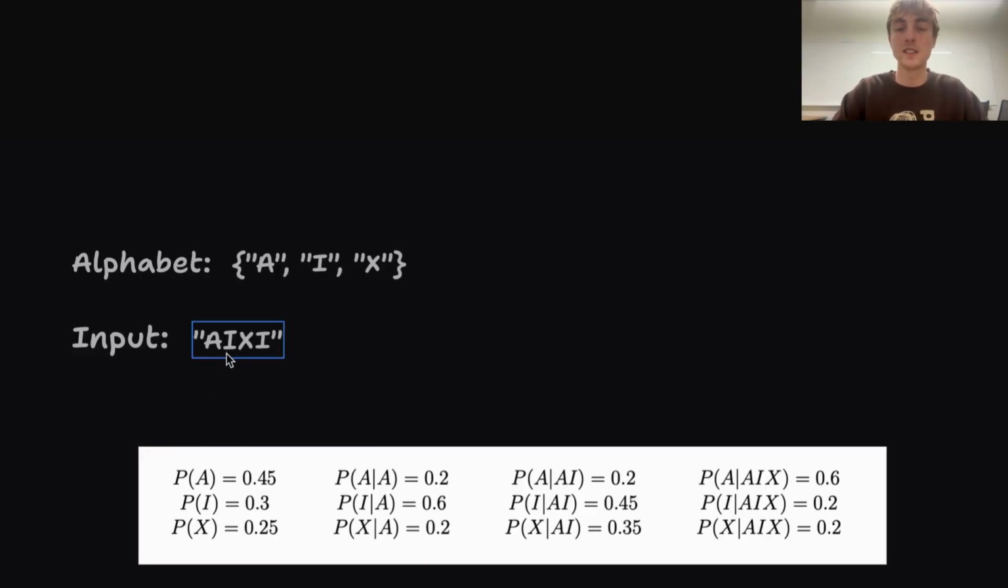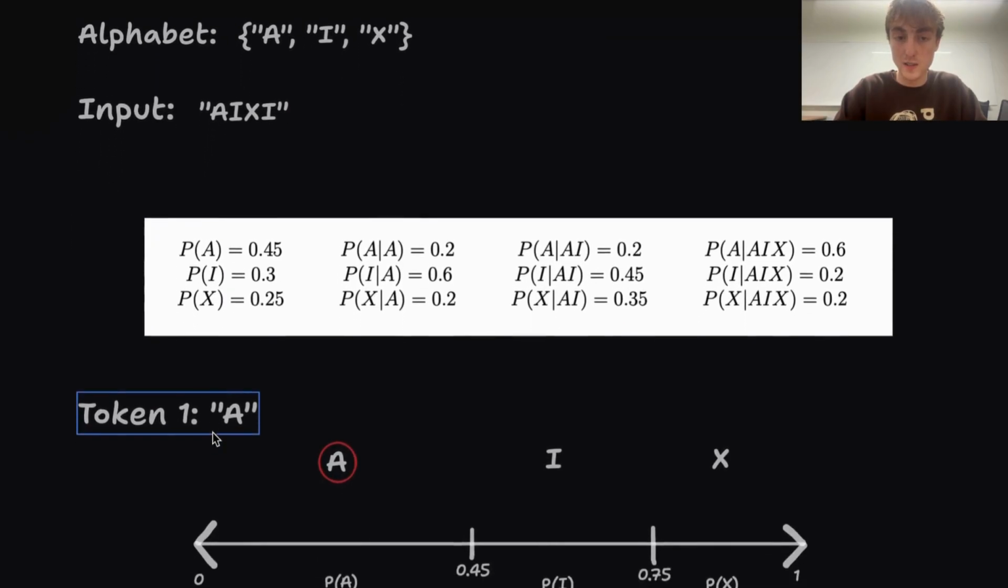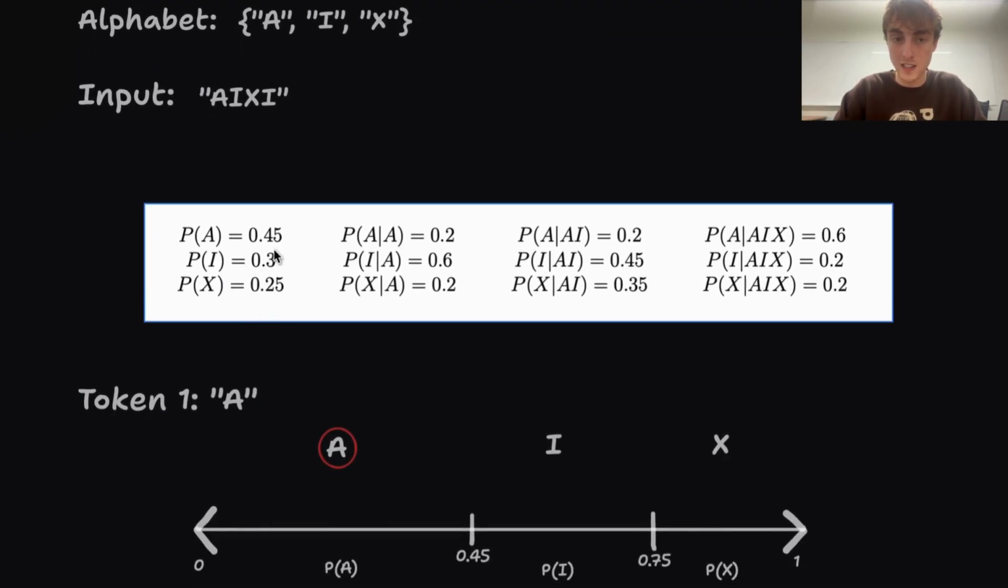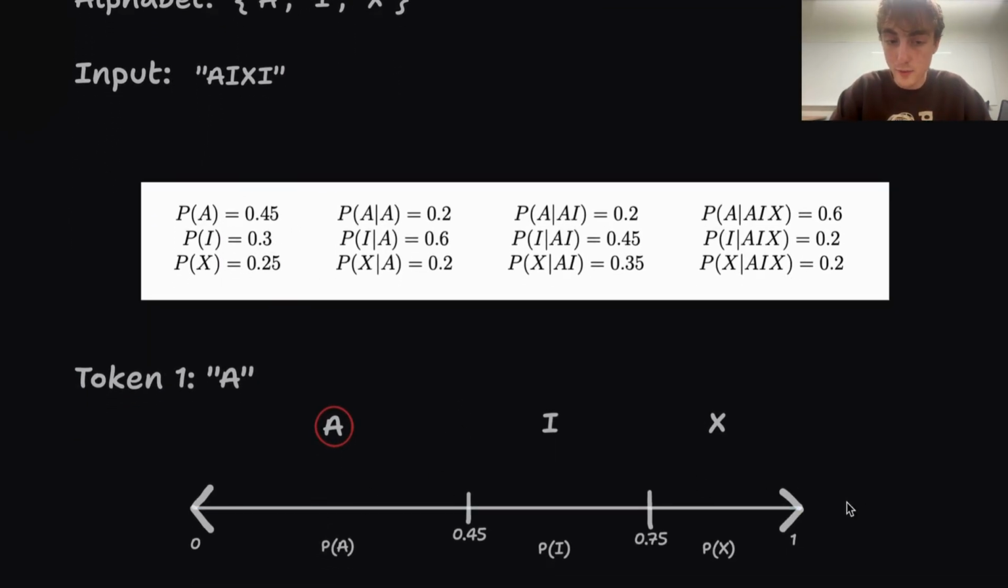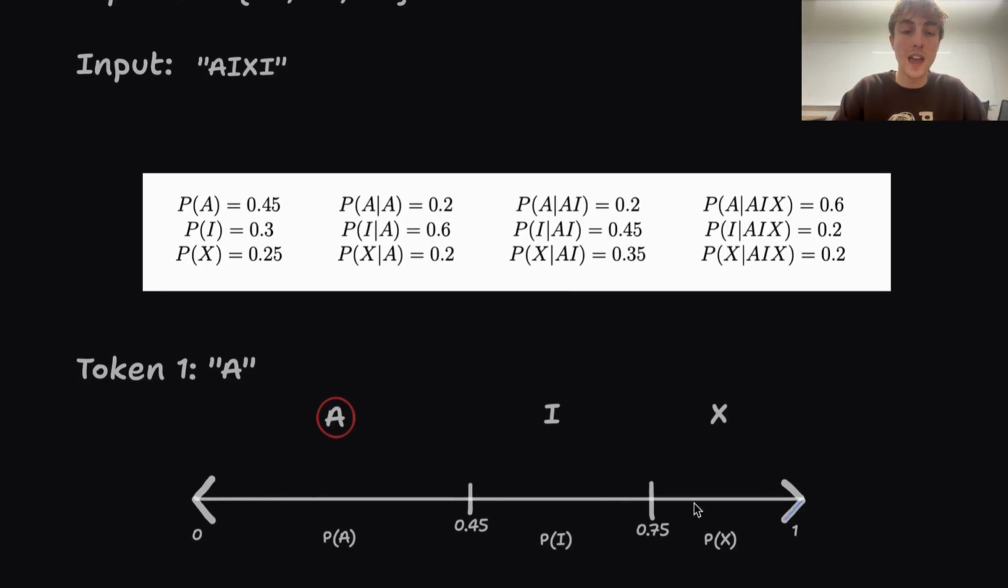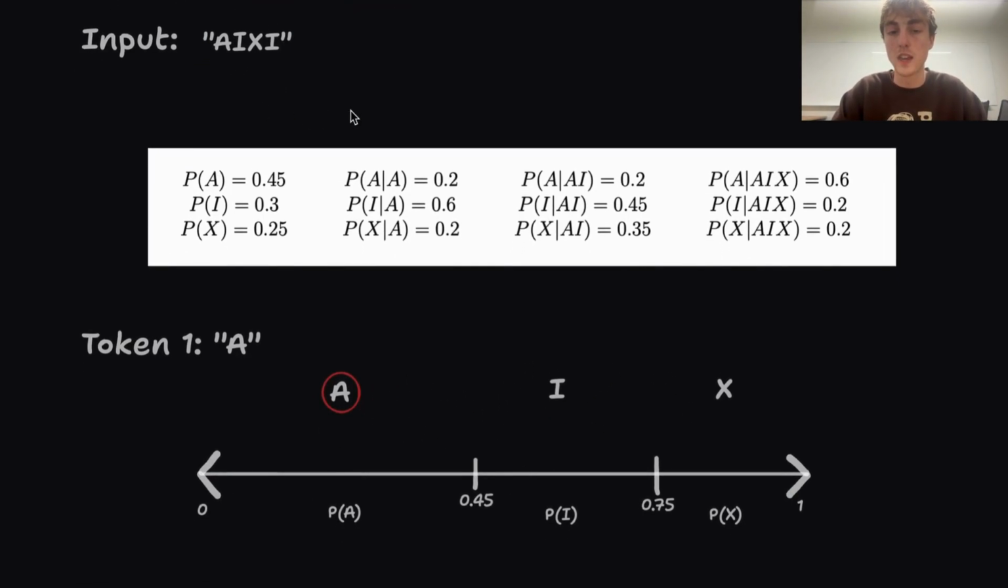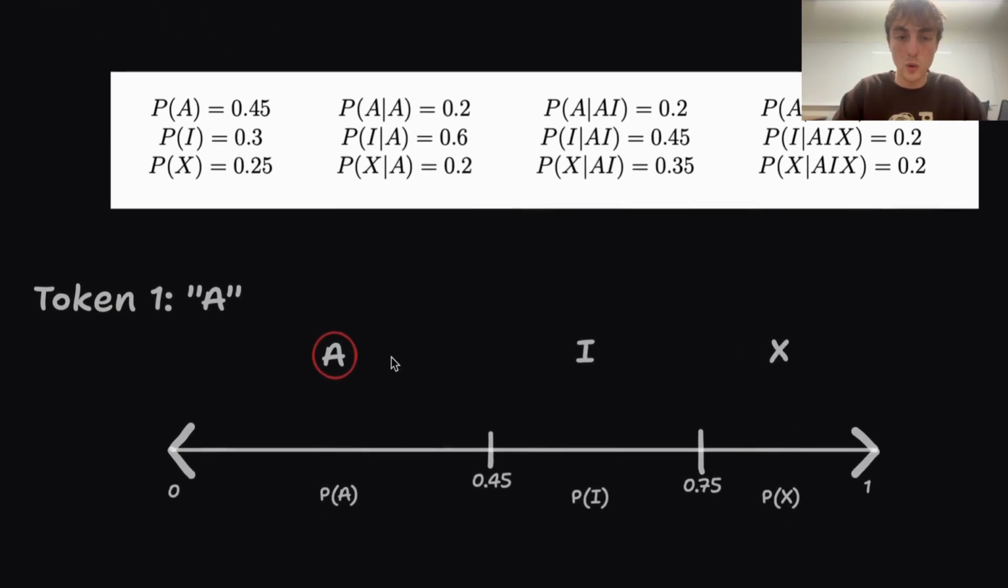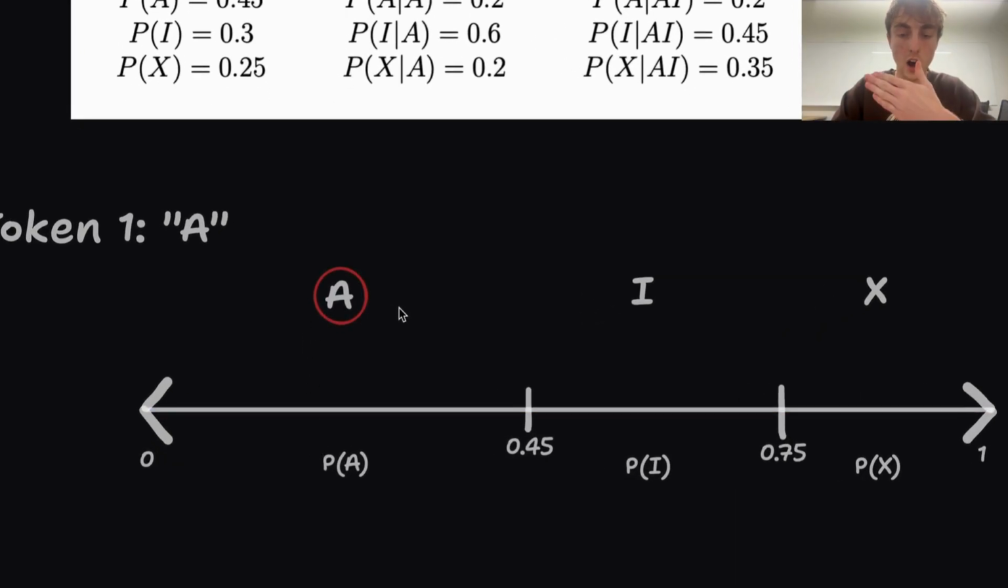And then the process is we go one character at a time, and I'm going to say tokens from now on, and we plot these PMFs, the probabilistic distributions, onto a number line from 0 to 1. And each segment represents each possible token that can be inputted. So we look at our first token, A, and we see where it is on the number line, and we know that our encoded output is going to be between 0 and 0.45.